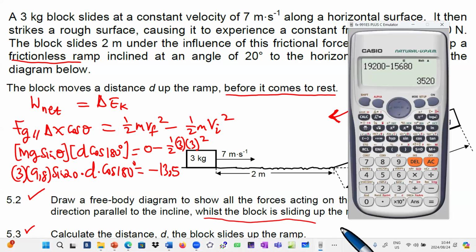Negative 13.5. You have 3 times 9.8 times the sine of 20 times cosine 180, which is minus 10.06 D. Minus 10.06 D. Write that one down.